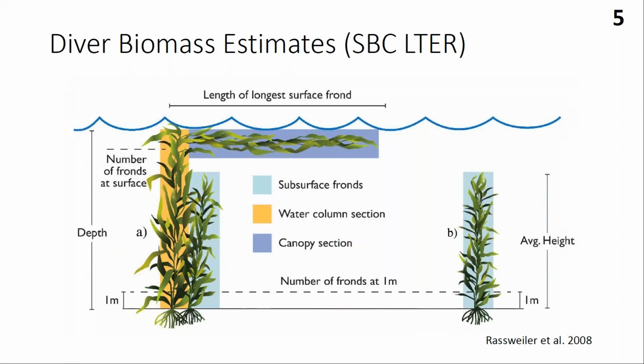In order to ground truth our biomass estimates, we rely on a time series of canopy biomass started by the Santa Barbara Coastal Long-Term Ecological Research Project down in the Santa Barbara Channel. They started back in 2002. Here researchers have developed an allometric relationship between the number and lengths of different frond segments to estimate the biomass of giant kelp in several 40 by 40 meter plots in the Santa Barbara Channel. Next slide.